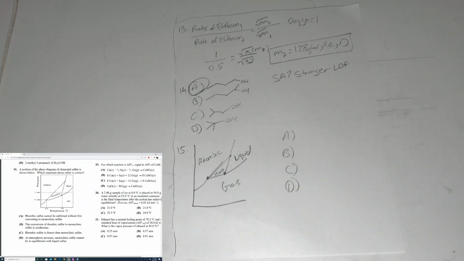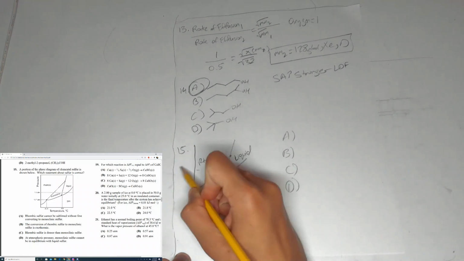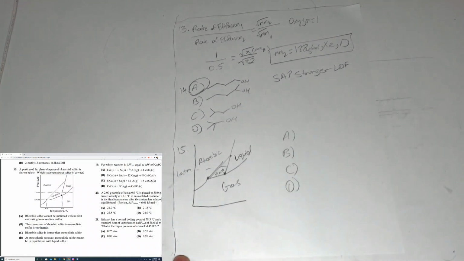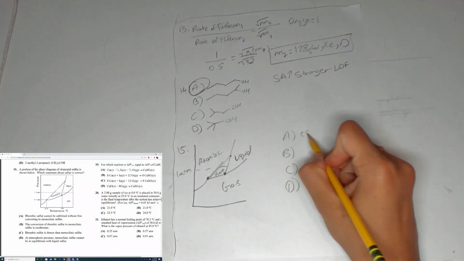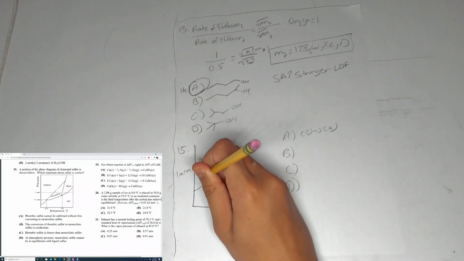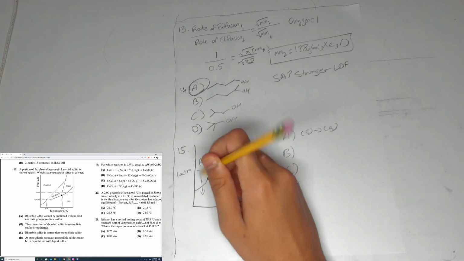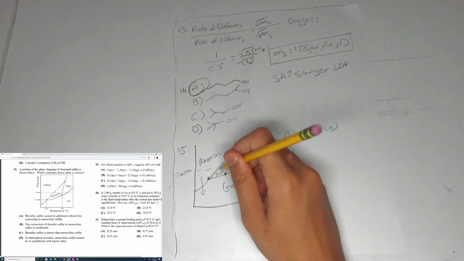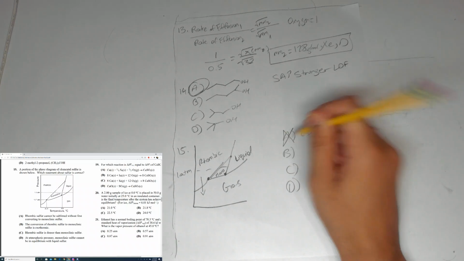A: Rhombic sulfur cannot be sublimed without first converting it into monoclinic sulfur. Okay, this one is wrong. Sublimation is where a solid goes to a gas, right? But you can easily convert a solid into a gas over here without going through this middle portion of monoclinic. So that means A is wrong.